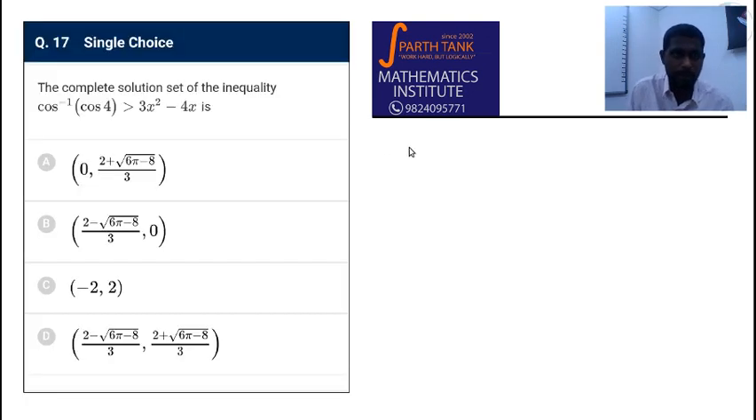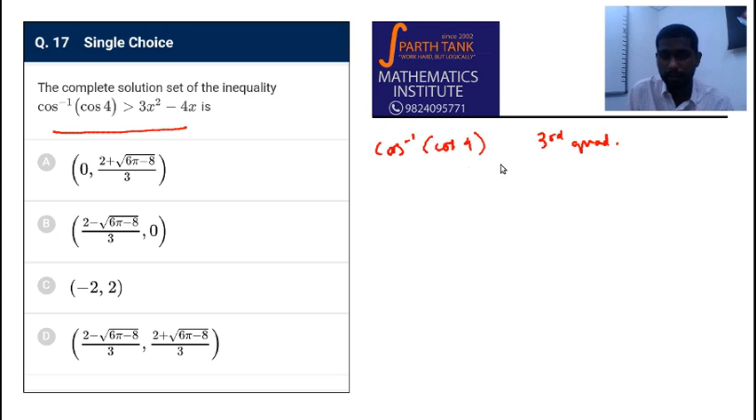Question number 17. The complete solution set of the inequality cos inverse of cos 4 is greater than or equal to 3x squared minus 4x is. Now what is cos inverse of cos 4? Now cos 4 is greater than pi, right? So it is a third quadrant angle basically. In the third quadrant cos is negative. So the principal argument should be in the second quadrant, right?